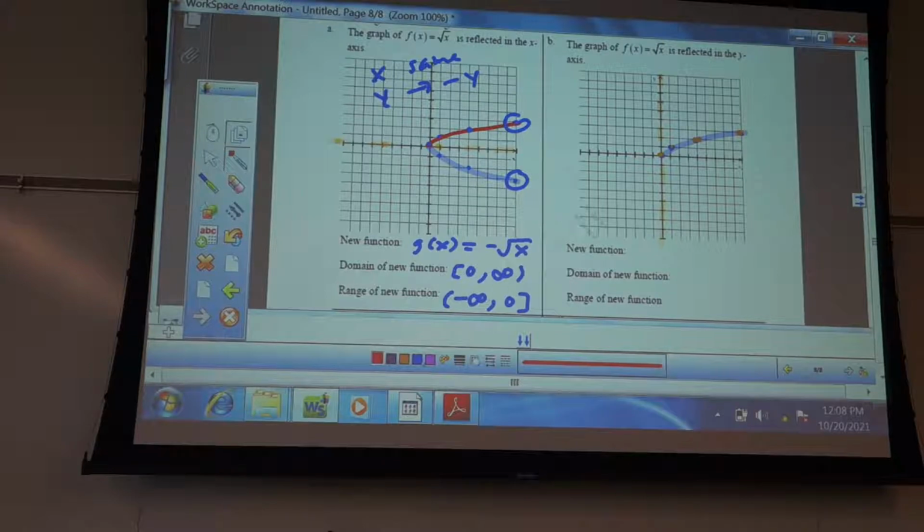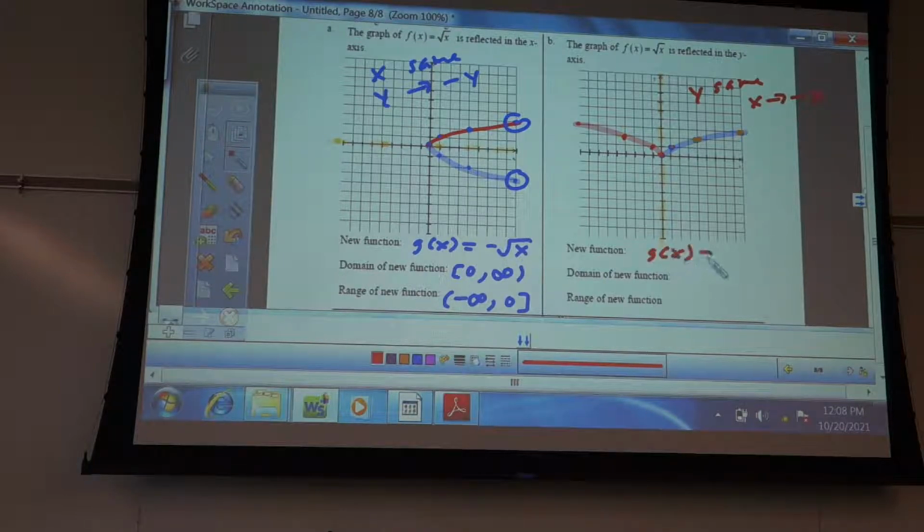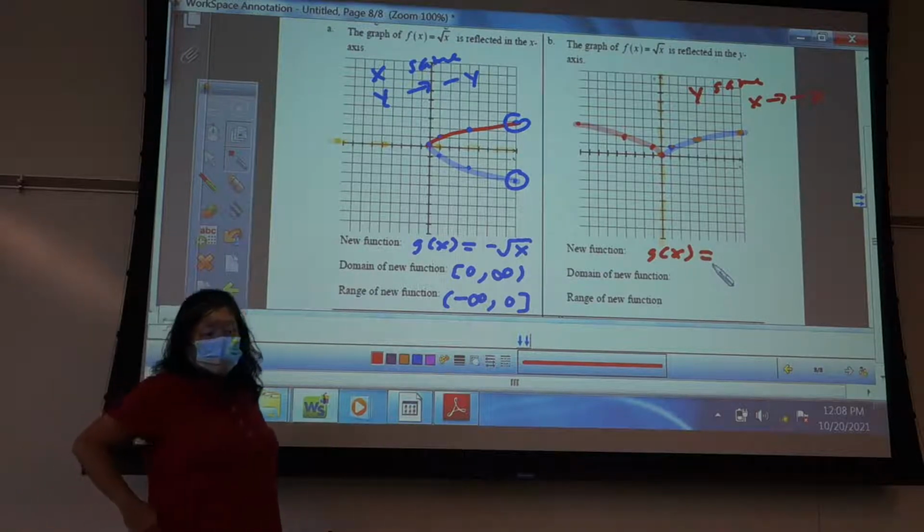So these points would reflect out to here, here, there, and there. So we're looking at this. Then my new function, let's see, so here the y's are the same. The x becomes negative x. So everybody write what you think the new function is. G of x is equal to, where x becomes negative x. Okay, write in what you think it is.